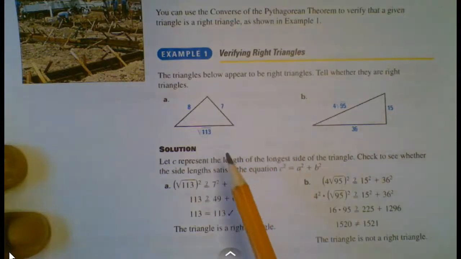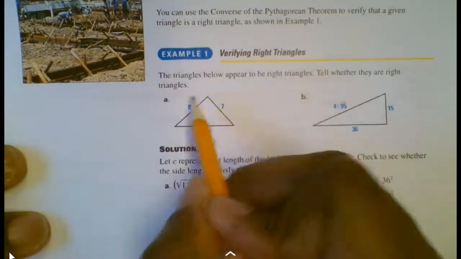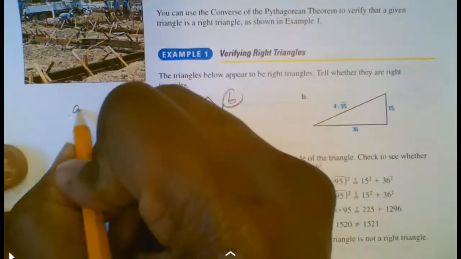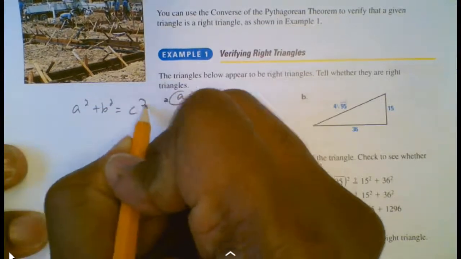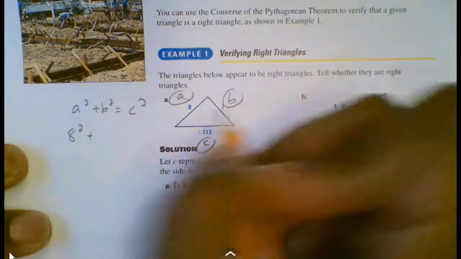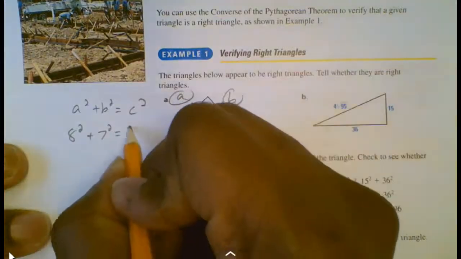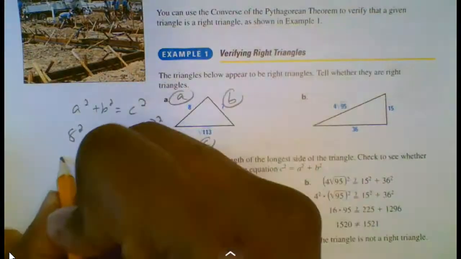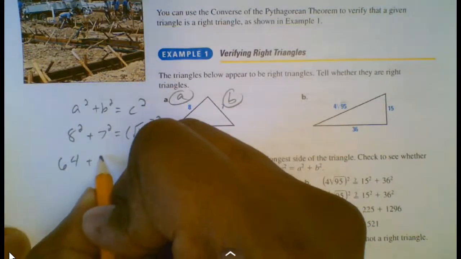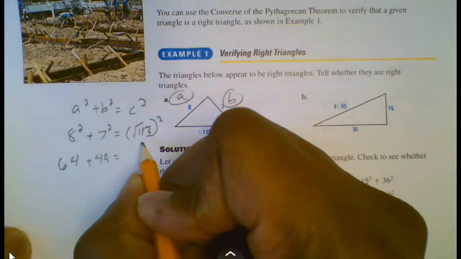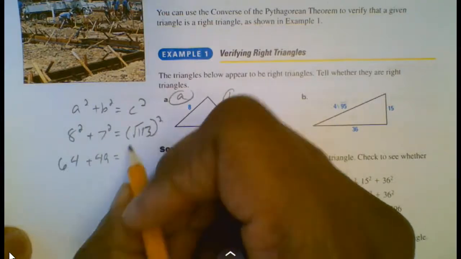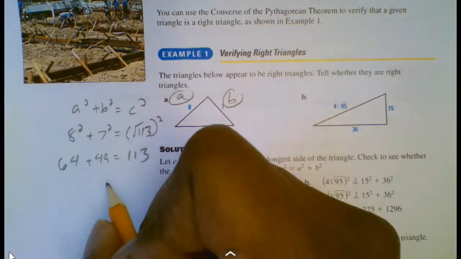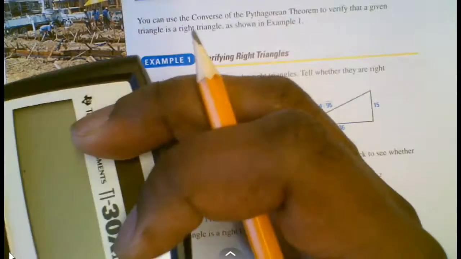So the steps of proving would be: this would be c, this would be a, this would be b. If you wrote up that a squared plus b squared has to equal c squared, then you would write 8 to the second plus 7 to the second equals the square root of 113 to the second. So 8 squared is 64, 7 squared is 49, and the square root of 113 squared is 113. If this is a right triangle, then 64 plus 49 will add up to 113.